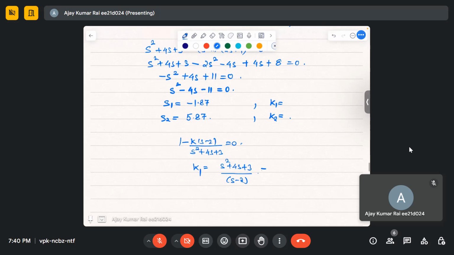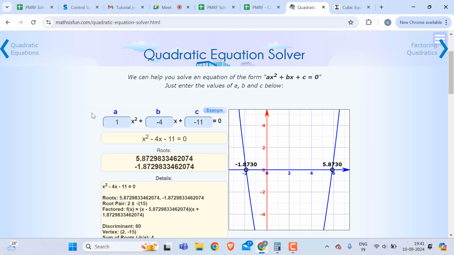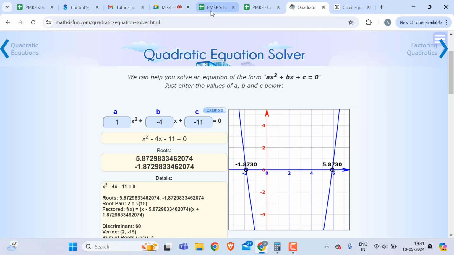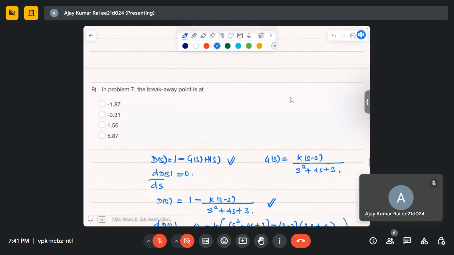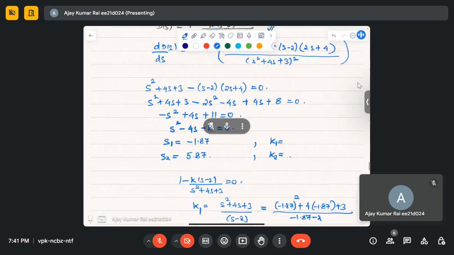So k1 is when you put minus 1.87 in the equation, s square plus 4s plus 3 over s minus 2. Calculate the value. So 1.87 is there and 5.87 is also there, so we have to see. I'll calculate the value of k.